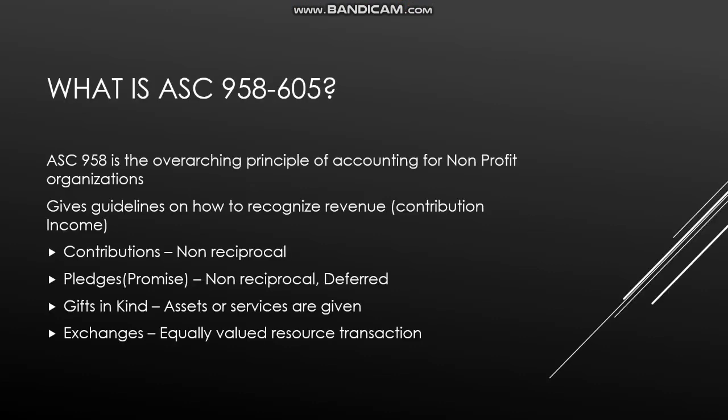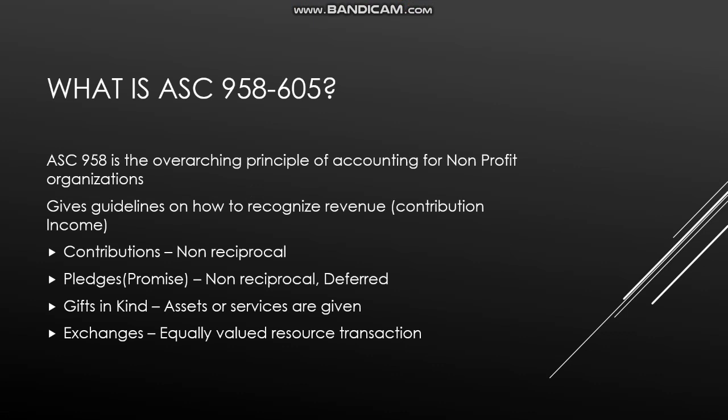So what is this codification? ASC 958 is the overarching principle of accounting for nonprofit organizations. This includes guidelines for financial reporting, revenue recognition, and budgeting, but namely we'll be looking at revenue recognition and contribution income specifically. And this is of high importance for nonprofits, as contribution income is the main source of income, so to speak, for many nonprofit organizations.